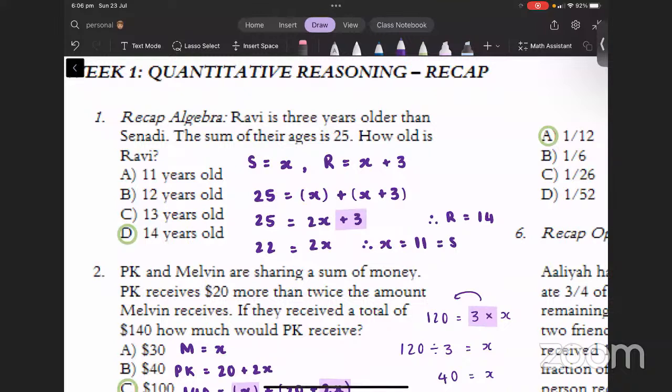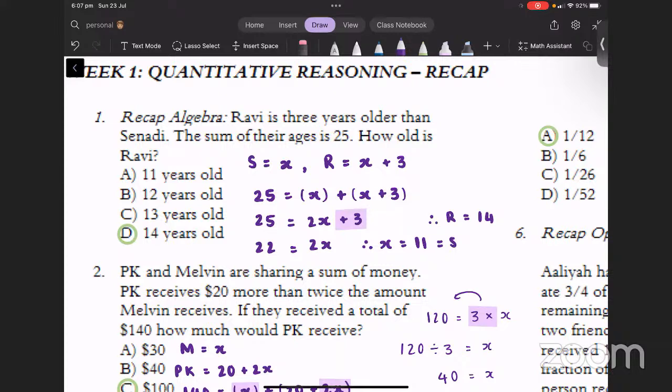What we're going to do is give Sanadi an unknown, because we don't know how old she is. We're just going to call her age X. So Sanadi equals X, and if she equals X, then Ravi must be X plus 3 because he's 3 years older. We know that the sum of their ages is 25. So if we add Sanadi's age and Ravi's age together, they should equal 25. So 25 equals X plus X plus 3.